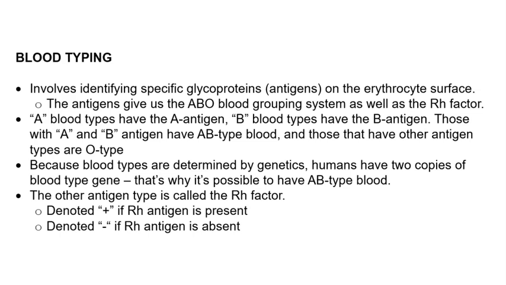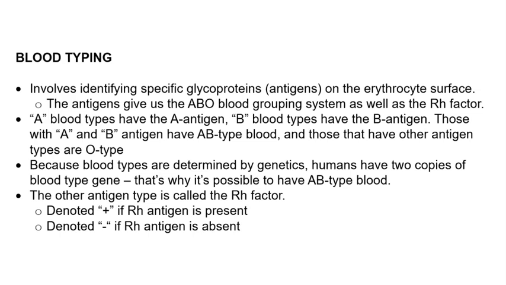It is possible to have both A and B antigens because humans have 2 copies of the blood type gene. So if one of those genes gives our blood the A antigen and the other gene gives our erythrocytes the B antigen, then that individual will have both the A and B antigens present on the erythrocyte plasma membrane.